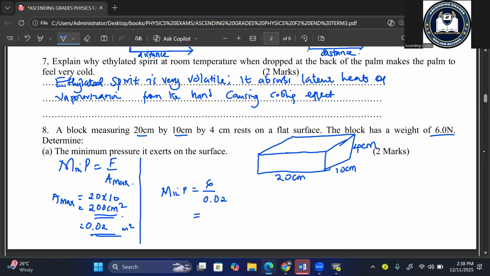So we have one guy who has already got the answer. That is 300 Newton per square meter. Thank you, Gideon.